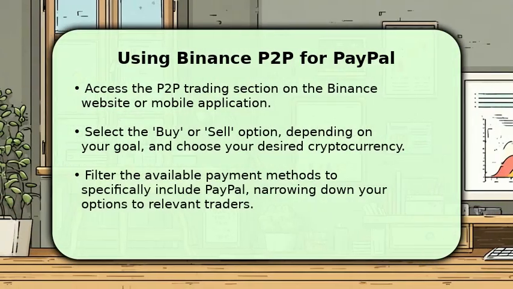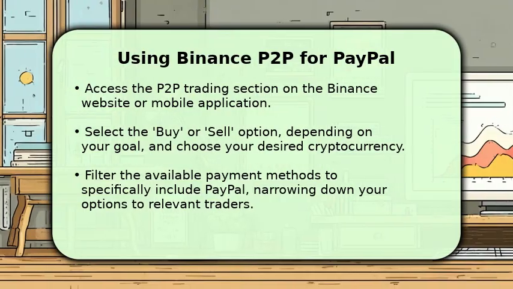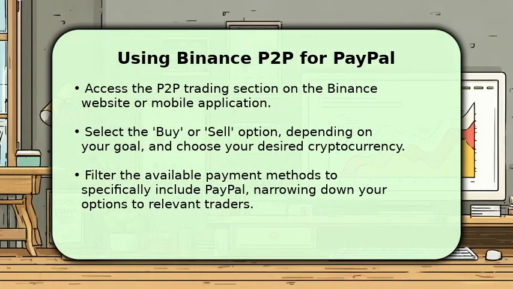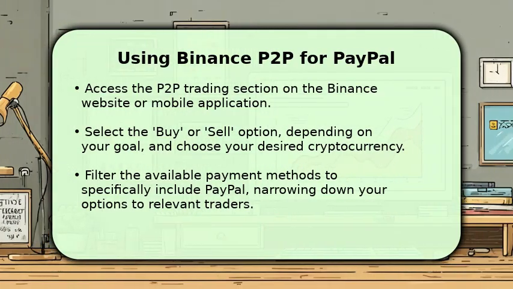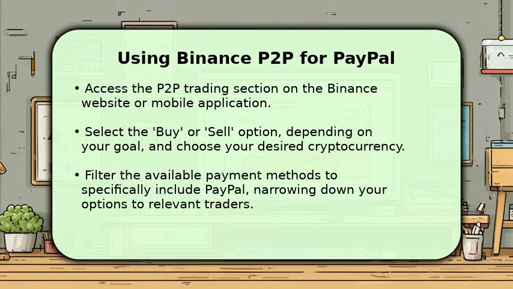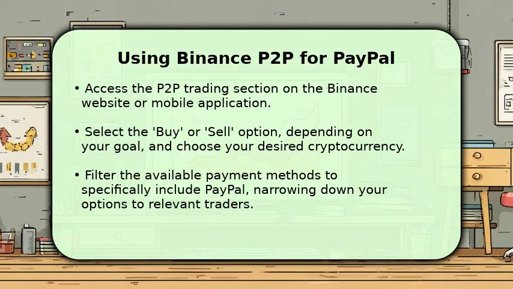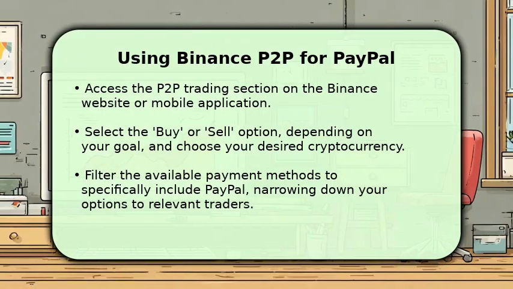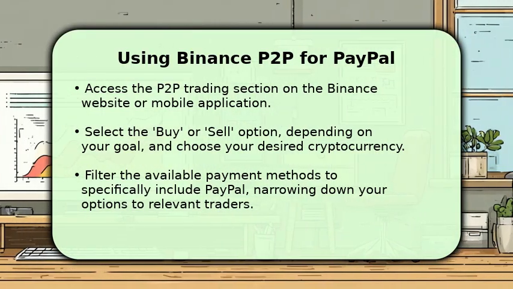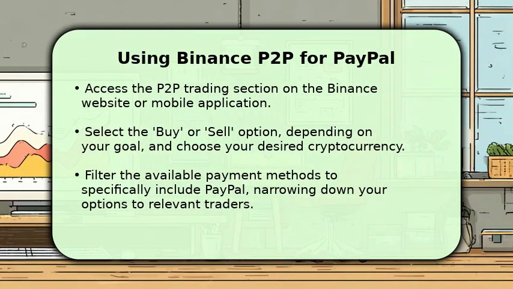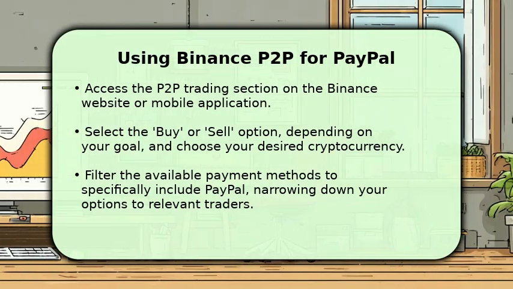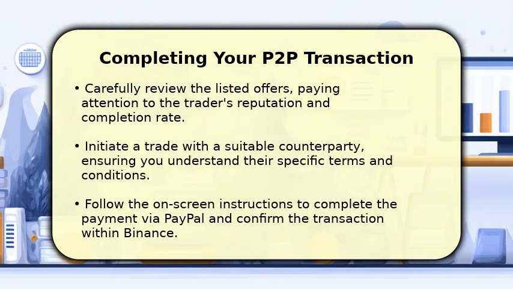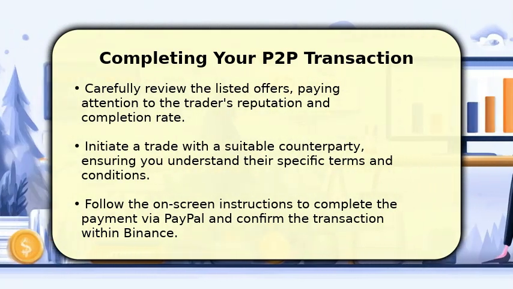To begin, navigate to the P2P trading section within your Binance account. You'll find options to either buy or sell cryptocurrencies. Select the cryptocurrency you wish to trade, and then, crucially, filter the payment methods to display only PayPal. This will show you a list of other Binance users who are willing to transact using PayPal, making the process straightforward and user-friendly.